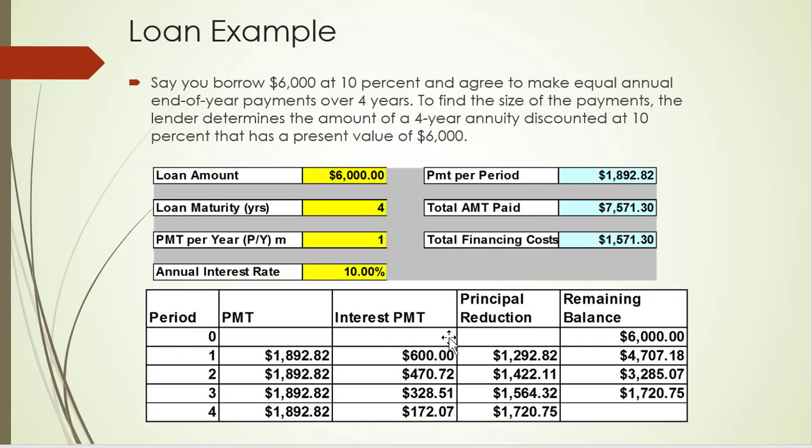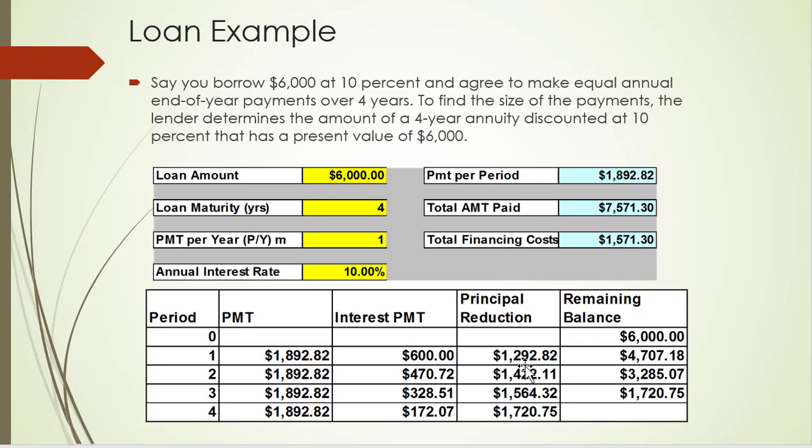Now here's the loan amortization table, and in this worksheet, you just scroll to the right to find that. Here are the payments. Here are the interest pieces for each payment. So $1,892 was the payment. $600 of that was interest. That must mean that $1,292 went to reducing the loan.